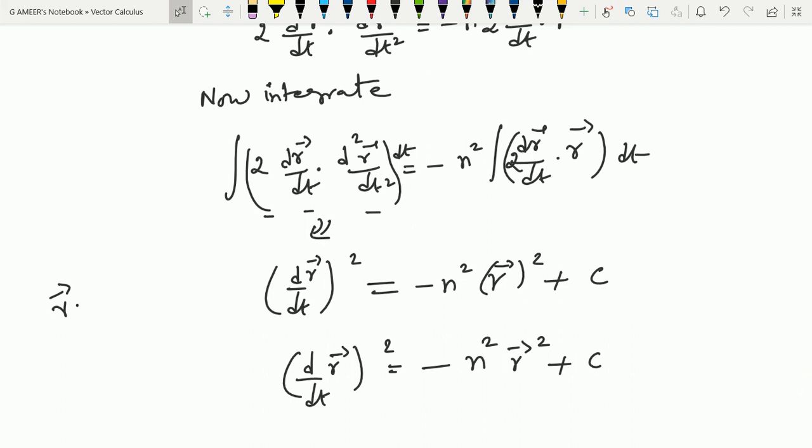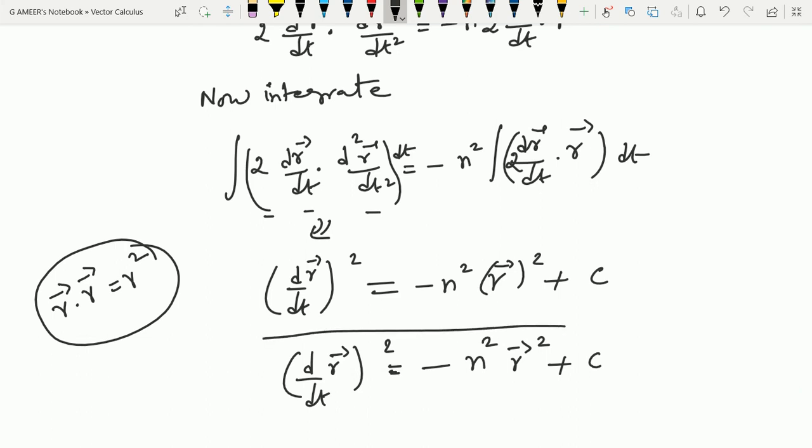Then again I can write r square means r dot r, it is simply r square. Okay, so this is the way of solving the given problem. I hope it is clear for you.